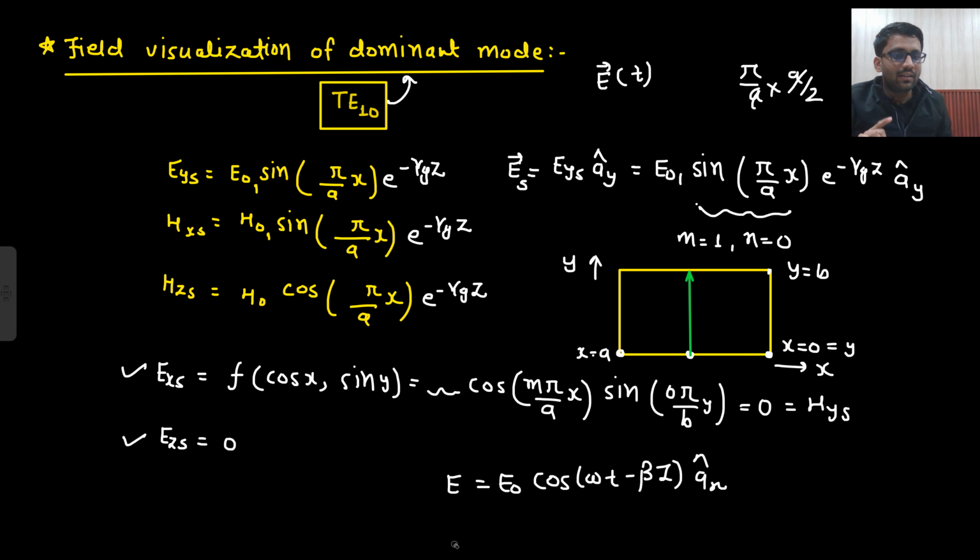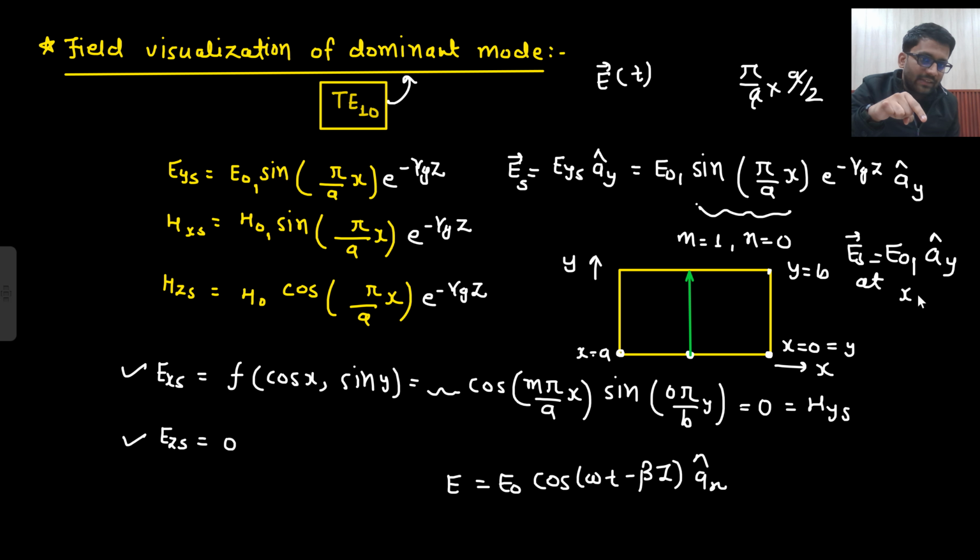The field will dance along y because the components will be along y. The vector component will be along y. Here you have the component E01 ay cap. If I only talk about the magnitude, this is the phase, so forget about the phase. So E01 ay cap, the vector Es at x equals a/2. If you put a/2 here, what will you get? sin(π/2). sin(π/2) is 1. So E01 ay cap, and that will be the maximum amplitude, right?